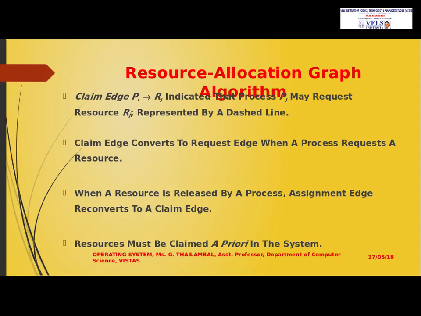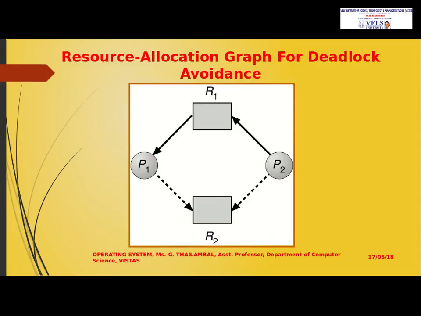That means if a process is going to request a resource, you put an edge with a dotted line. The dotted line is nothing but the claim edge. We will see this in the diagram. P1 is allocated the resource R1, but it is asking for the next resource R2. So it is claiming, which is why we have given a dotted line. Similarly, P2 is requesting the R1 resource, and it is also claiming one more resource, R2. That is why we have given it as dotted lines.